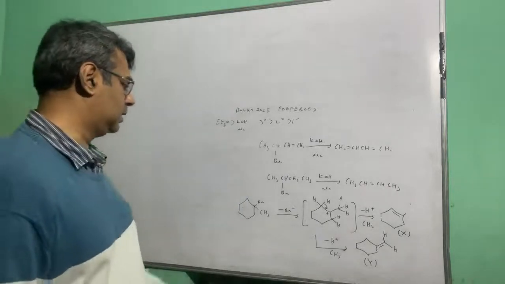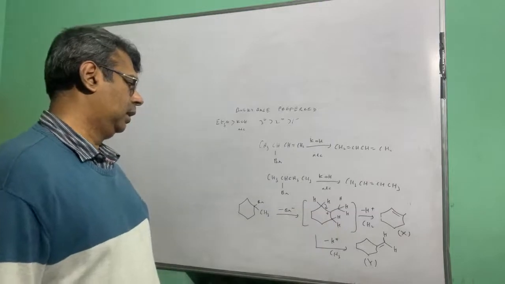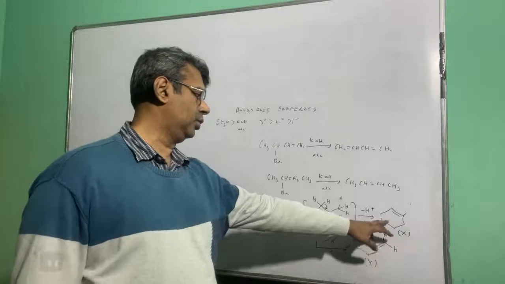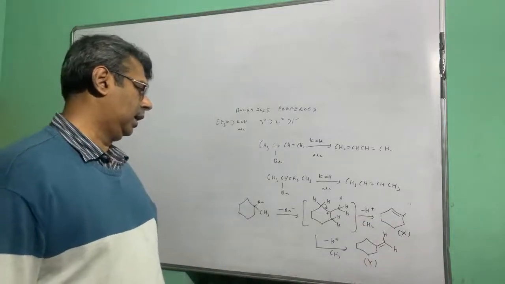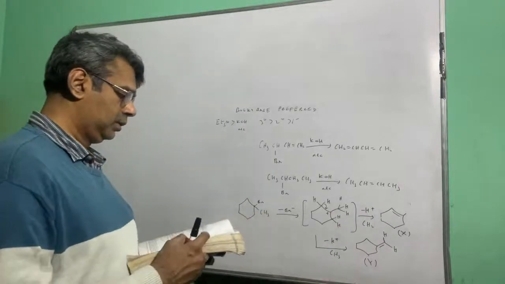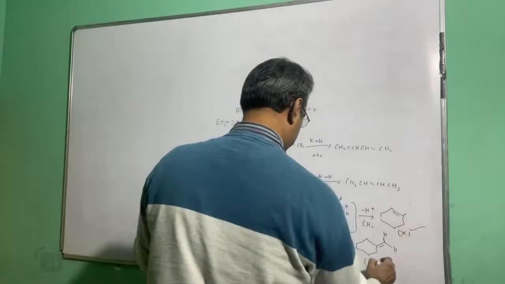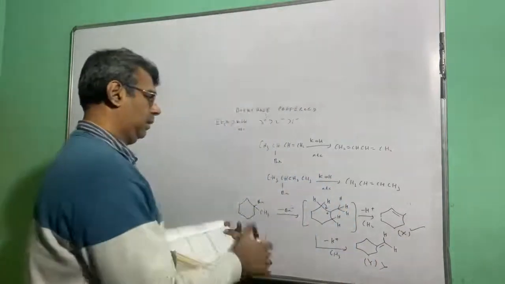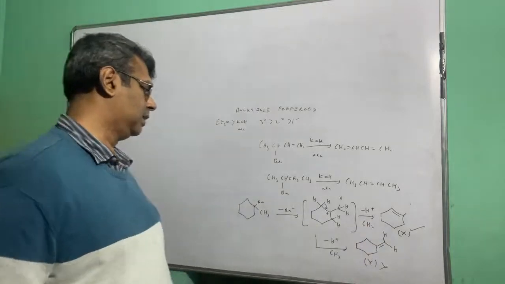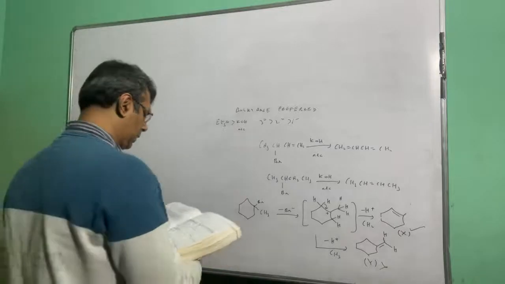So suppose this is the alkyl halide. After removal of bromine, you will get this. If the hydrogen is removed from CH2, you will get the product X, and if the hydrogen is removed from CH3, you'll get the product Y. So obviously this will be the major product and this will be the minor product, because this one is more highly substituted. So this is called Saytzeff rule. The more highly substituted one is the major product.